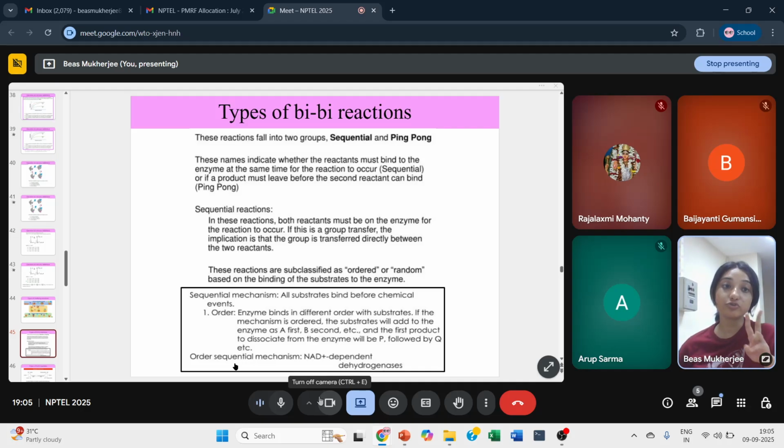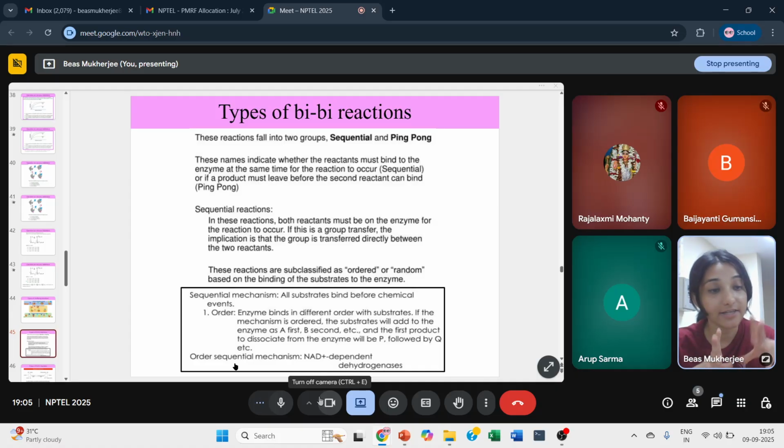These reactions fall into two groups. One is sequential and the other is ping pong. These names indicate whether the reactants must bind to the enzyme at the same time for the reaction to occur, that is sequential, or whether the product must leave before the second reactant binds, that is ping pong. In sequential reactions, both the reactants must be on the enzyme for the reaction to occur. If this is a group transfer, where a chemical group is transferred from one reactant to another, the implication is that the group is transferred directly between the two reactants.